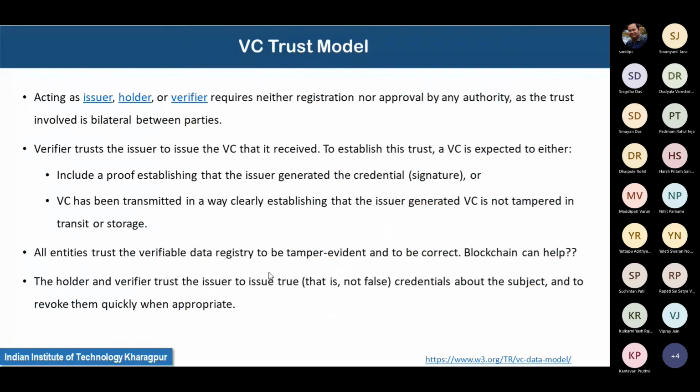So you see that so far we are saying that someone is doing this, someone is doing that. So who is verifying their authority? It is important that here the trust model is such that the issuer, holder, and verifier, acting in any one of these capacities, does not require any registration or approval by any authority. So it is all trust that is bilateral between the parties. If it is Pat who is presenting this information to the verifier, say the employer, then it is the employer who trusts that Pat indeed is the right person.